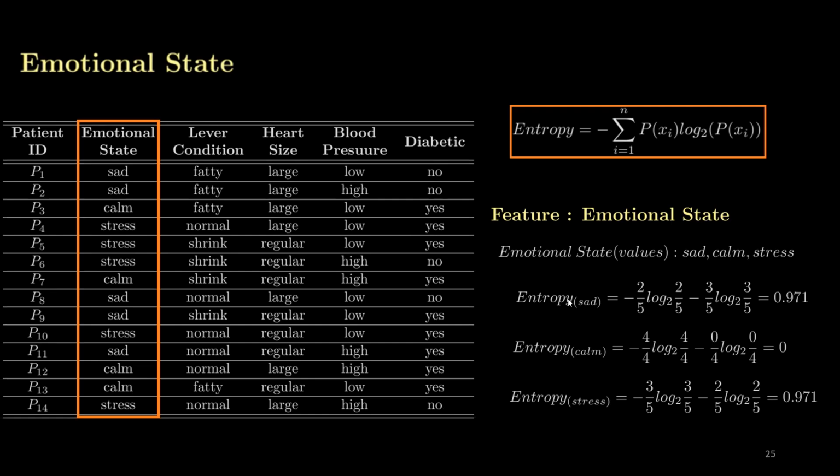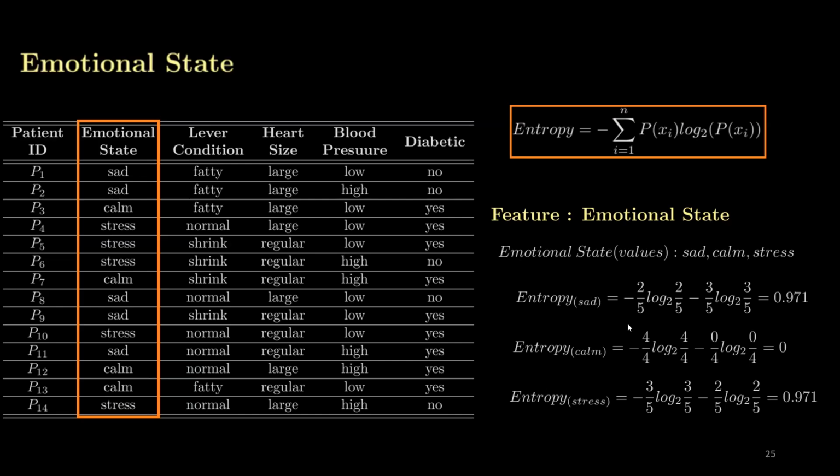So in this way, we have calculated the entropy of the emotional state feature of the dataset, with all its values, that is sad, calm, and stress. This is the method which we are going to use with all the features. Our next target will be to calculate liver condition, heart size, and blood pressure, that is the entropy of all their category values. And then we will decide which feature is providing more information. Okay, so this is the first step of calculating the entropy of our first feature, which is the emotional state.